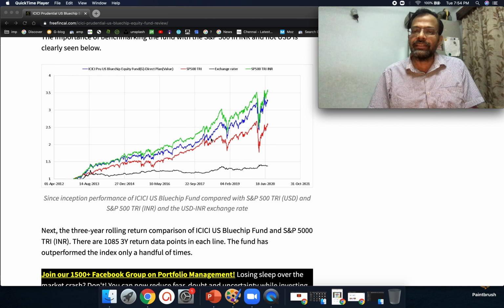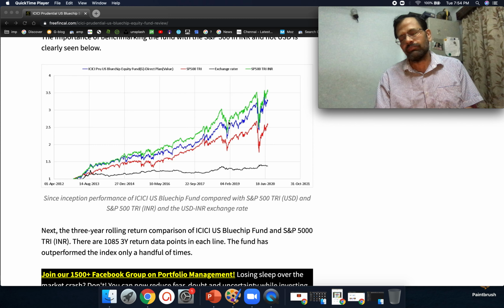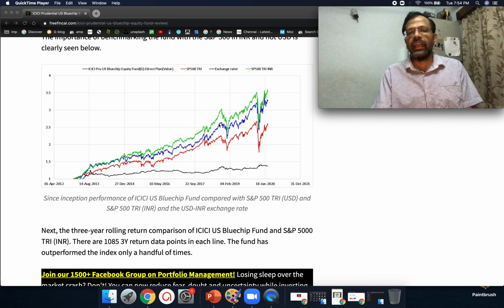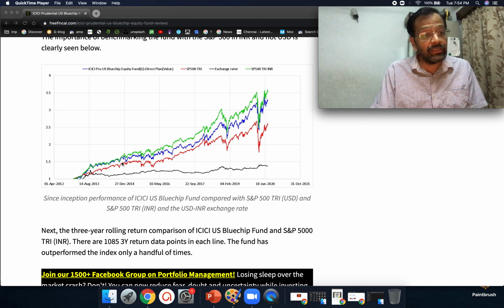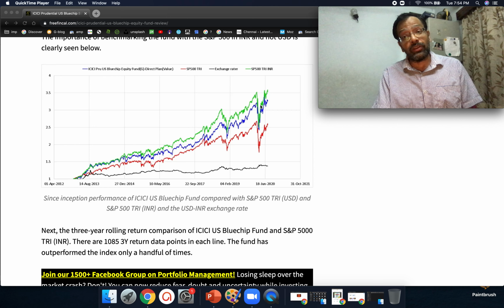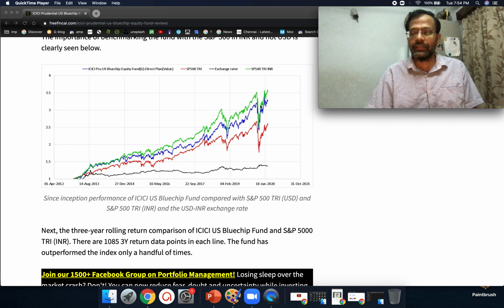The green is the S&P in INR. The blue is the fund, the green is the S&P in INR. The green line, which is the S&P INR, has always been above the fund since 2014 or so. The only thing, as we shall see below, is that the S&P 500 INR crashed much bigger than the fund. That's the only positive for the fund.